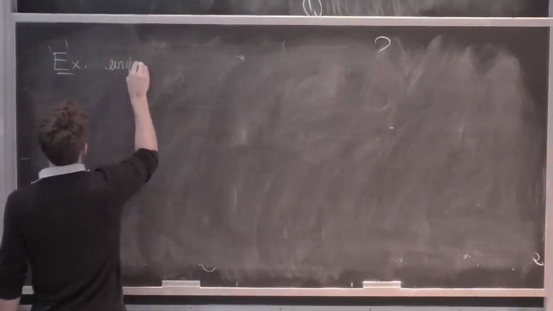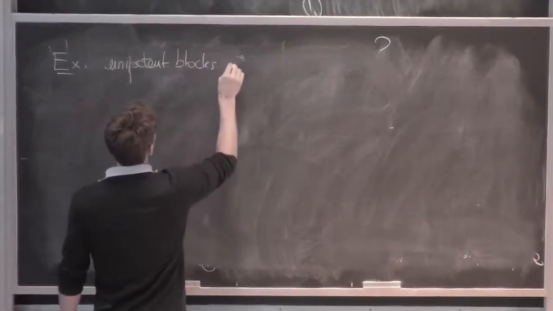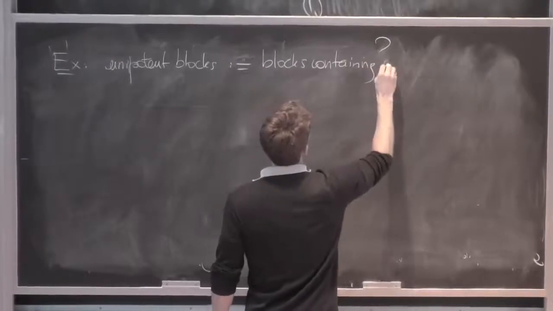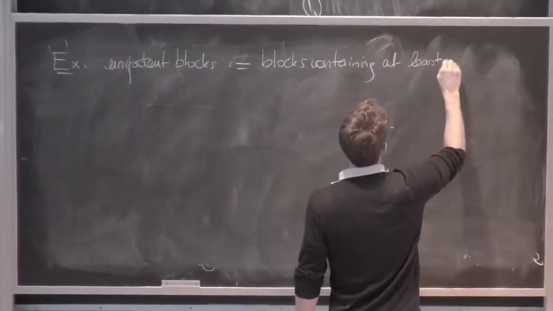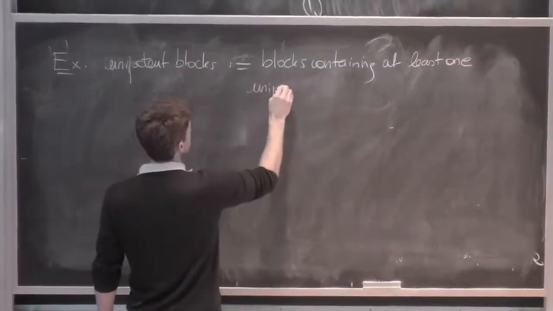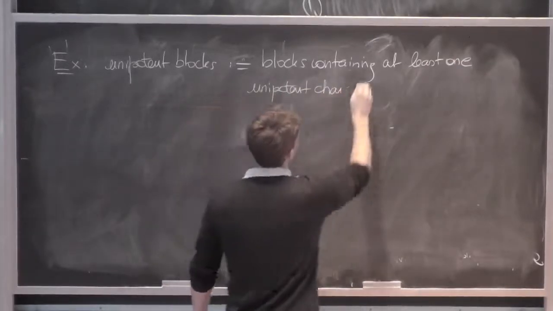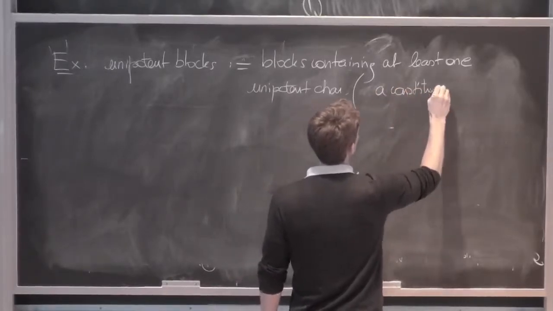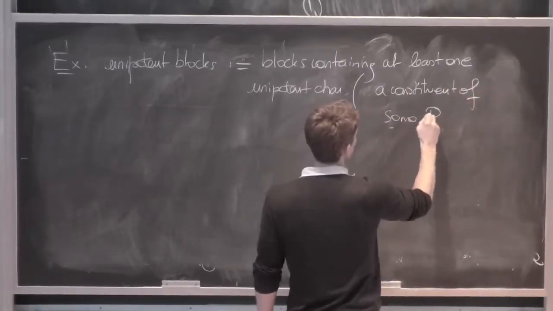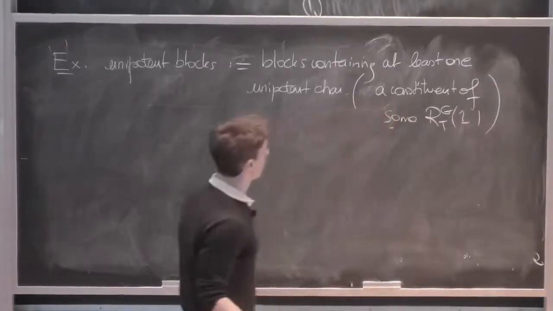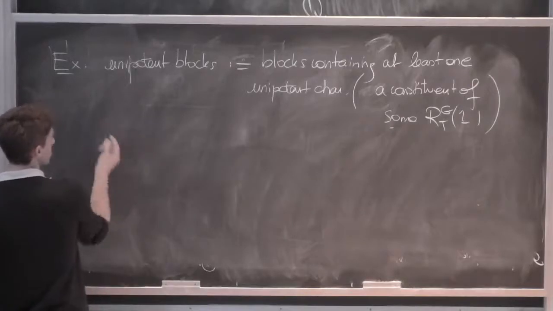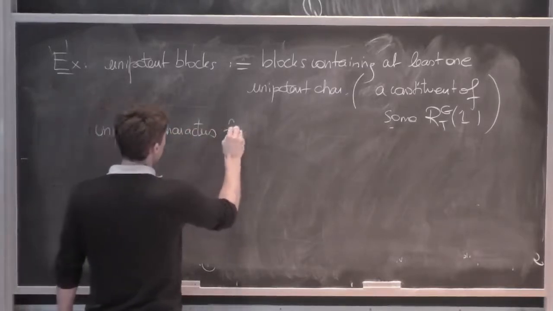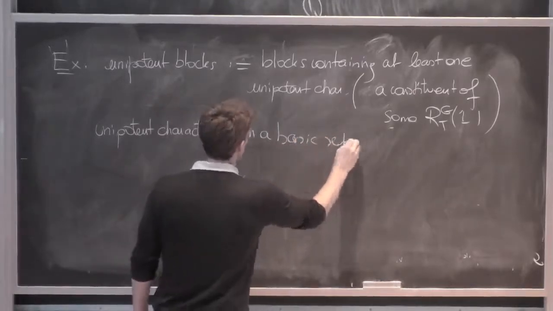If you look at unipotent blocks, which by definition will be blocks containing at least one unipotent character, so by which I mean some constituents of some R_T^G of 1, then the unipotent characters, if that follows from this theorem, form a basic set for the union of unipotent blocks.